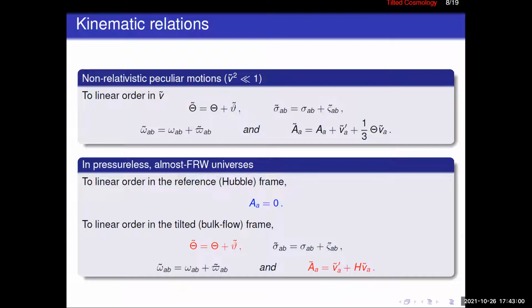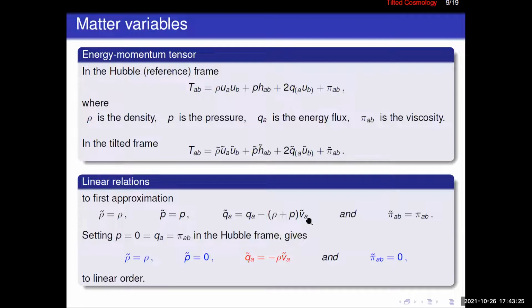At the end of the day, there is no difference, no matter which frame you decide to choose to do your study. Now, although there is shear and vorticity in our analysis, we won't use these expressions because they don't get involved in the calculations that follow. So the key relations here are this, that gives you the difference in the expansion rates between the two observers, and this one that tells you that there is an effective four acceleration in one of these frames. Now, similar relations hold between the matter variables. So that's the form of the energy momentum tensor in the Hubble frame, and that's how it splits in the tilted frame, the bulk flow frame. And rho, p, q, and pi are the density, the isotropic pressure, the energy flux, and the viscosity in the two frames.